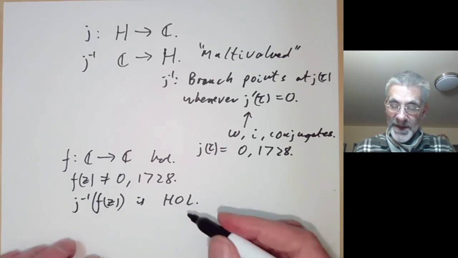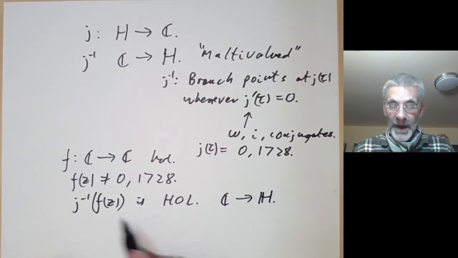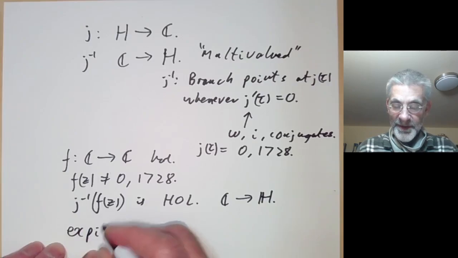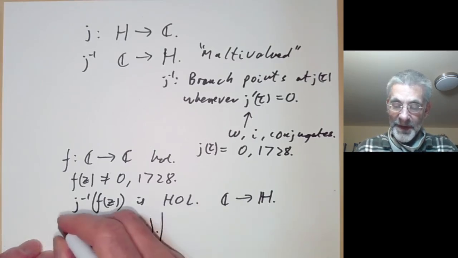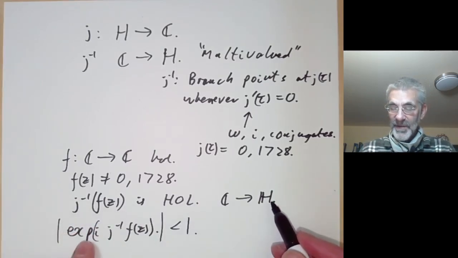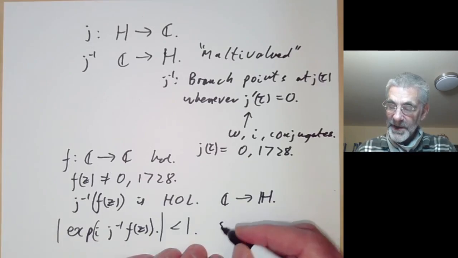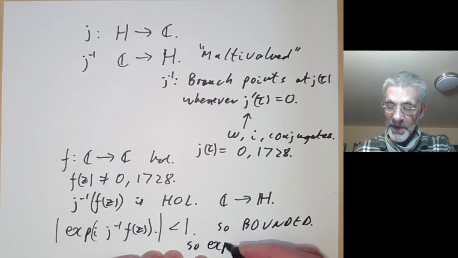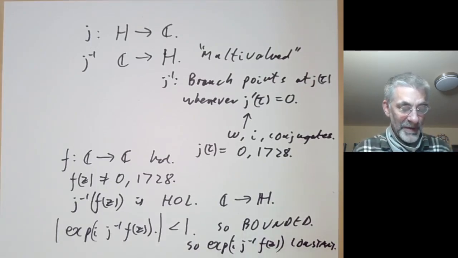And it's a function from the complex numbers to the upper half plane. And now all we have to do is we take exp of i times this, and this will always have absolute value less than 1 because if you multiply something in the upper half plane by i and take exp of it, that is absolute value less than 1, so is bounded. So this means exp of i j to the minus 1 of f of z is constant, which obviously implies f of z must also be constant.